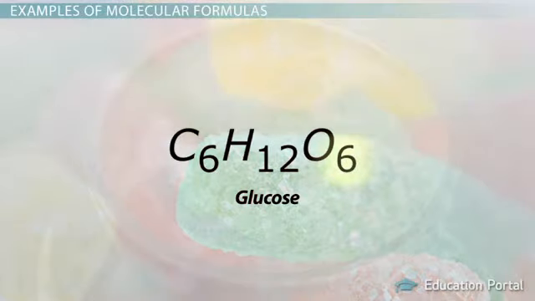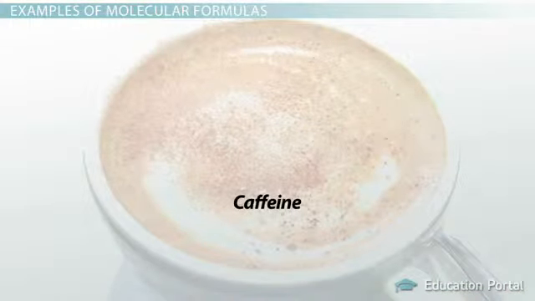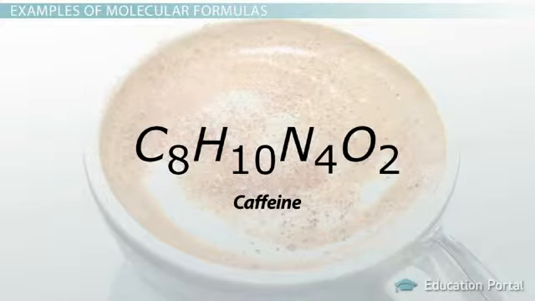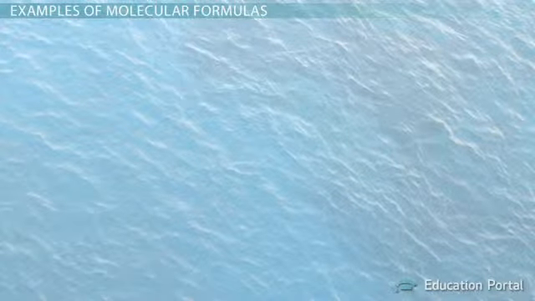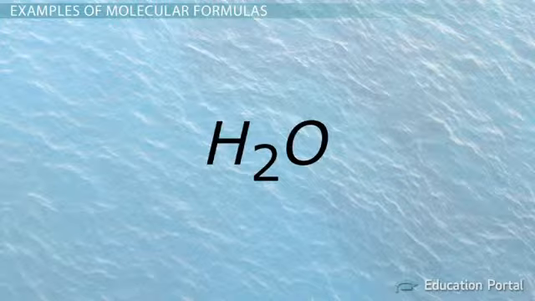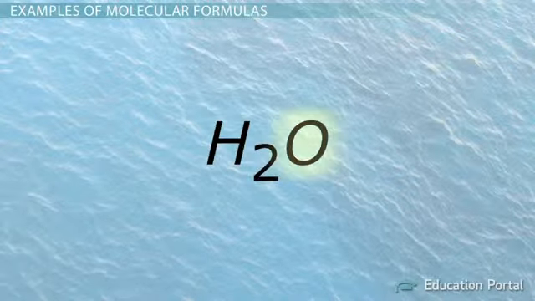Another ingredient in soda is caffeine, which has the molecular formula C8H10N4O2. This molecular formula identifies there are 8 carbon atoms, 10 hydrogen atoms, 4 nitrogen atoms, and 2 oxygen atoms. Lastly, soda also contains water, which has the molecular formula H2O. This formula identifies there are 2 hydrogen atoms and 1 oxygen atom present.